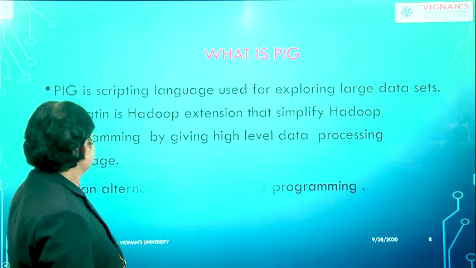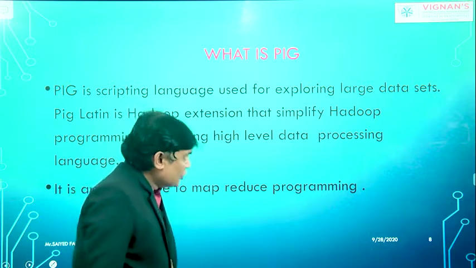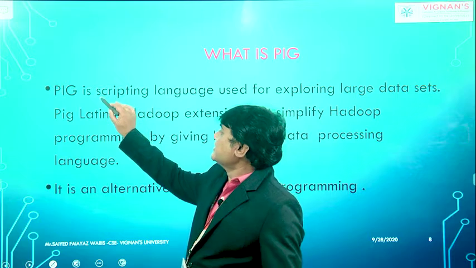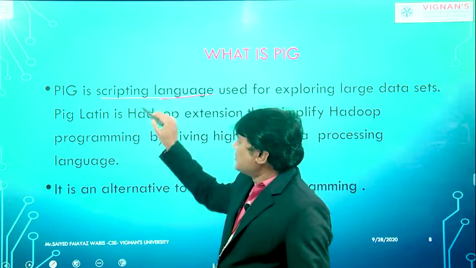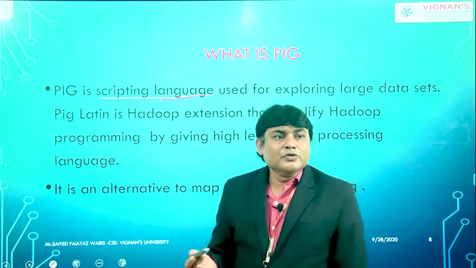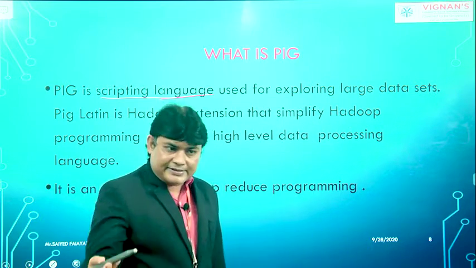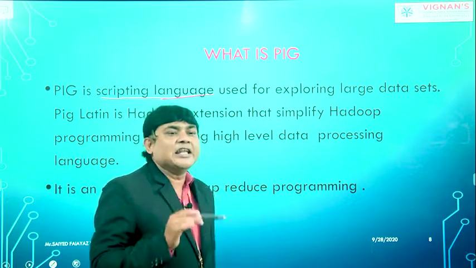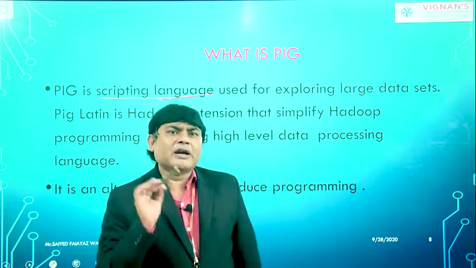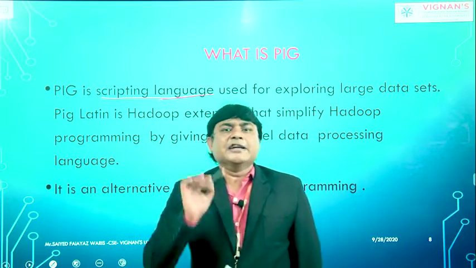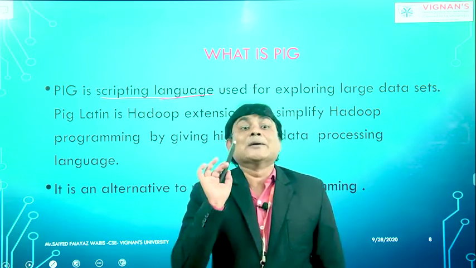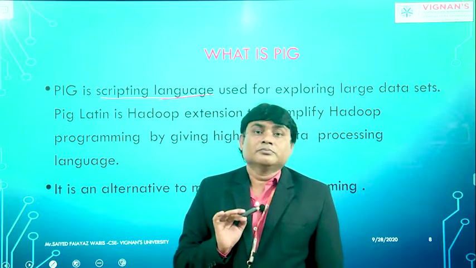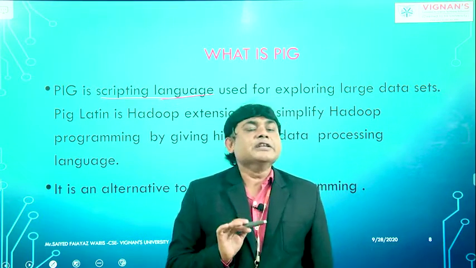Now you're going to see what Pig is. Pig is a scripting language used for exploring large data sets. As I told earlier, it is a scripting language, because you're going to write scripts to process large data sets stored in Hadoop. In Hadoop we have large data sets, so you are going to do processing using Pig. Pig is a high level language, and it is basically used for data processing. So we can do data processing inside Hadoop using Pig, which is a high level language.